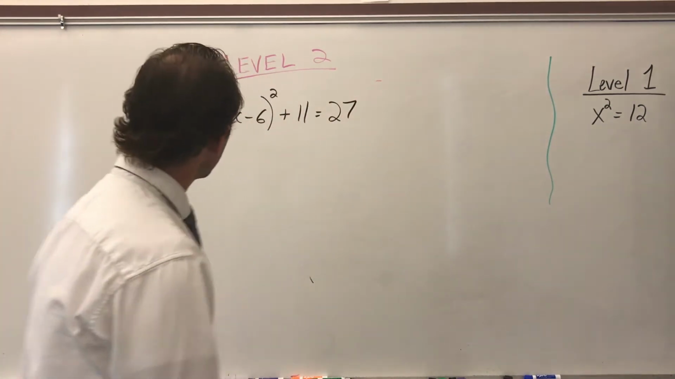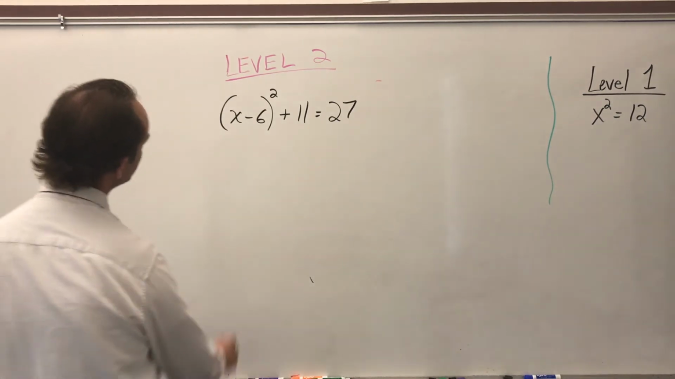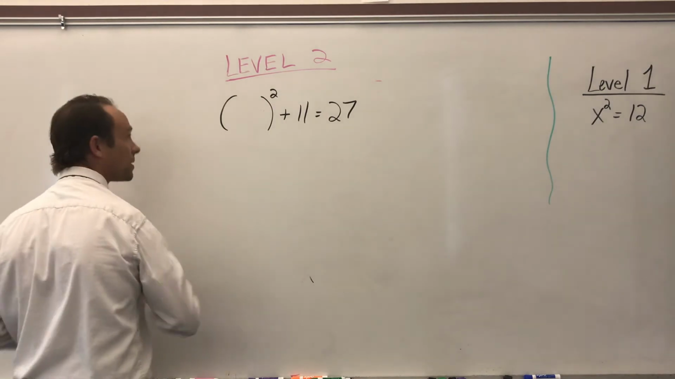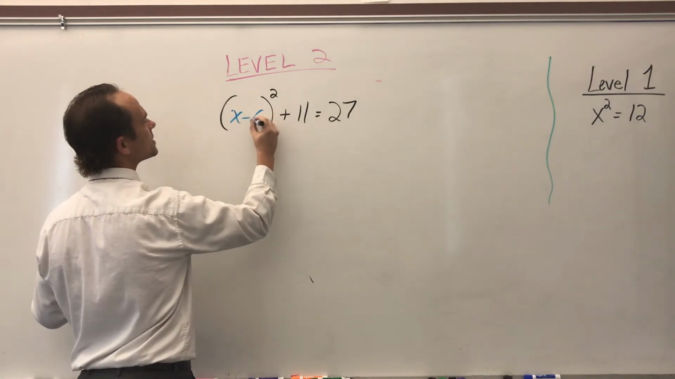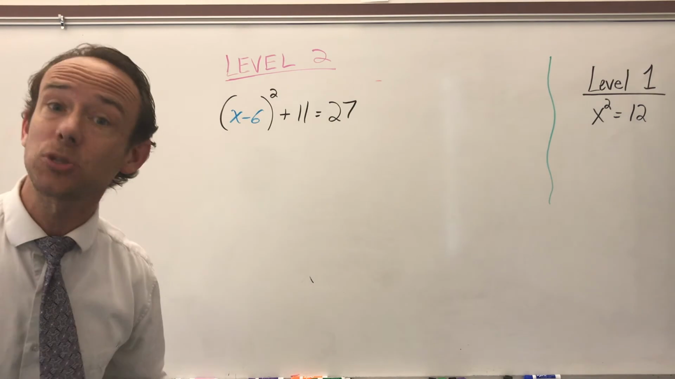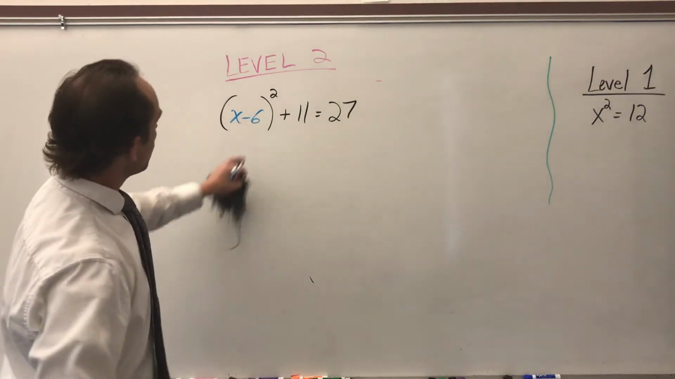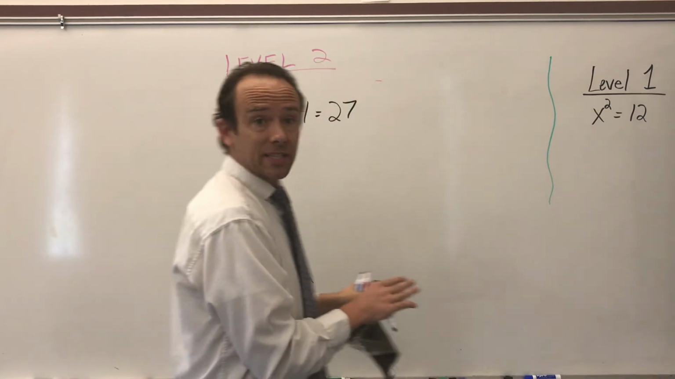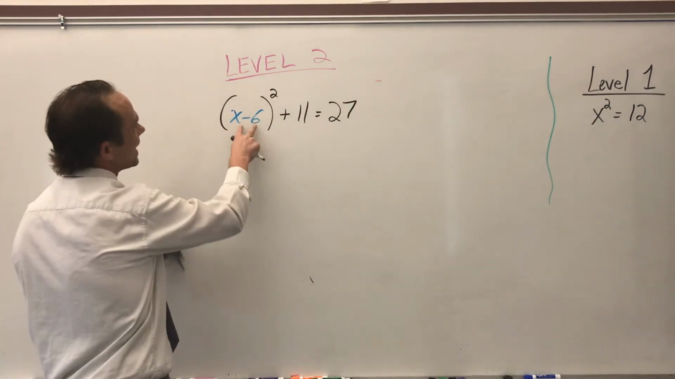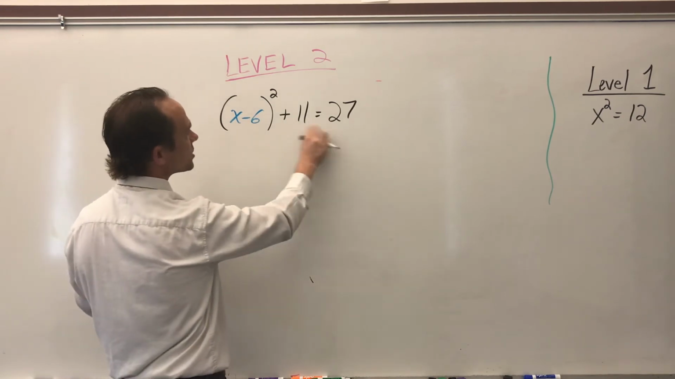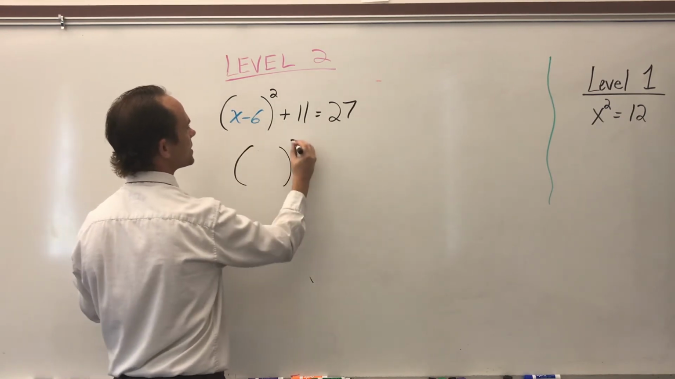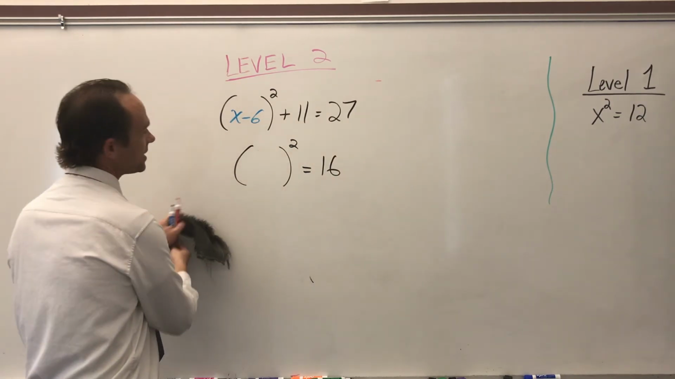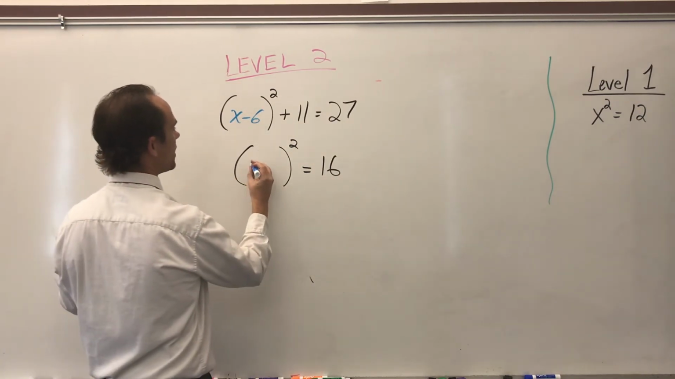All right, so a little bit different. We still have our something squared, which I've been highlighting the something part in blue. So let's go. Something squared plus 11 is equal to 27. Just like in level 1, when we want to isolate the variable on one side, here we need to isolate the thing being squared. So let's subtract 11 from both sides, and we'll get 16. All right, beautiful.